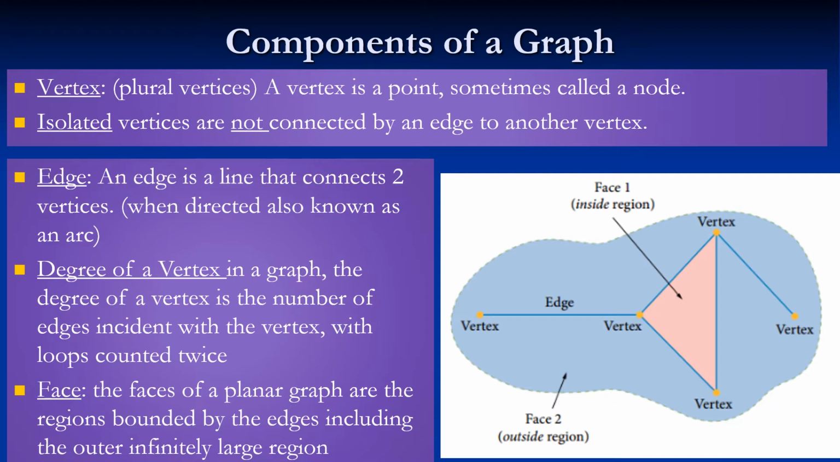There's no loops in this diagram. We'll look at that next slide. And the faces of a planar graph are the regions bounded by the edges, including the outer infinitely large region. So I think this is one we just need to pay attention to. You can see here we've got 2 faces on this graph. We've got the inside region, which is face 1, and then the outside region is face 2. So we always count the outside region as a face.